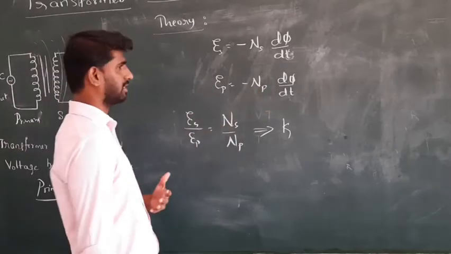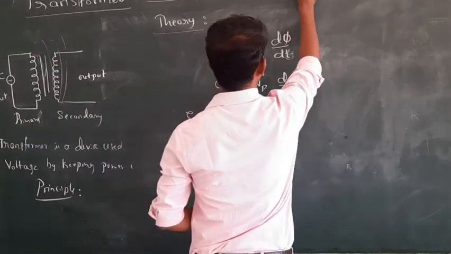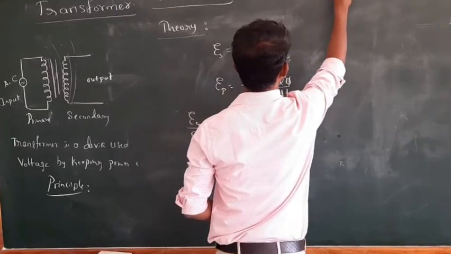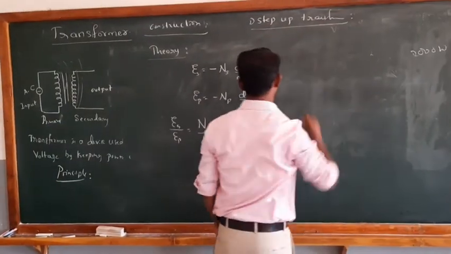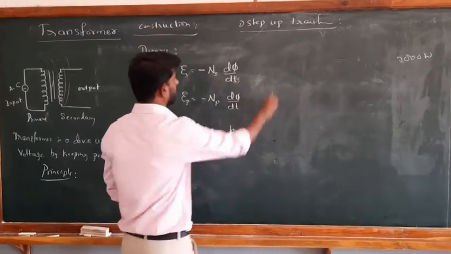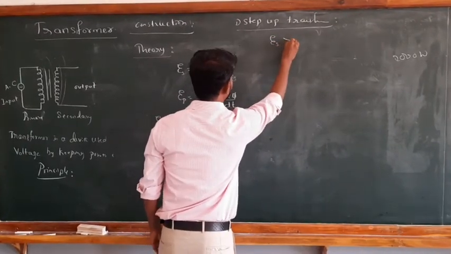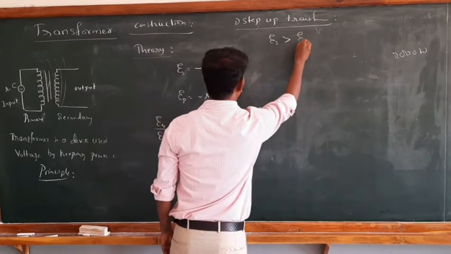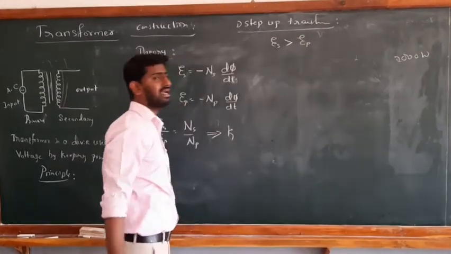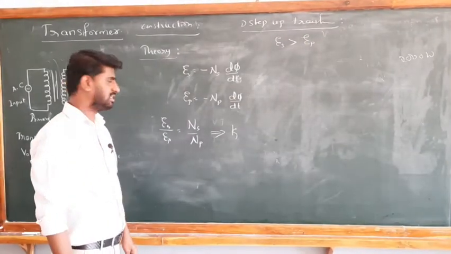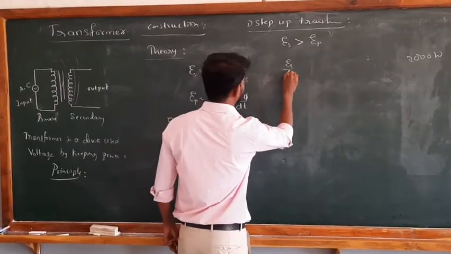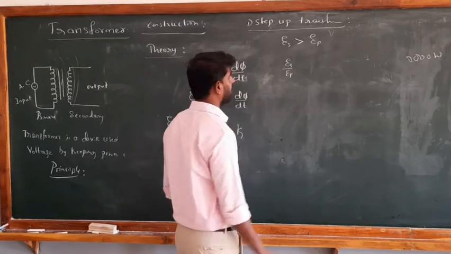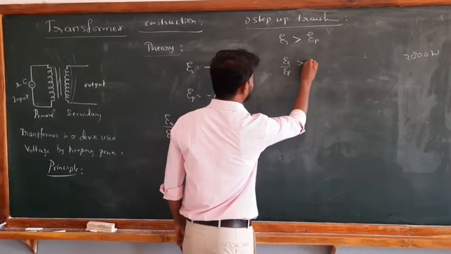Okay, if you want to construct a step-up transformer, it means we should get more EMF in the secondary coil than the primary. Is it? It means ES divided by EP should be greater than 1.